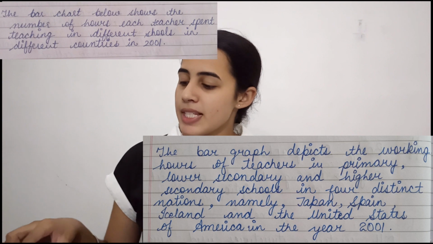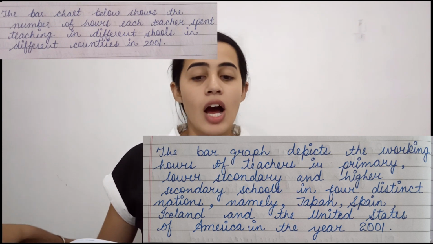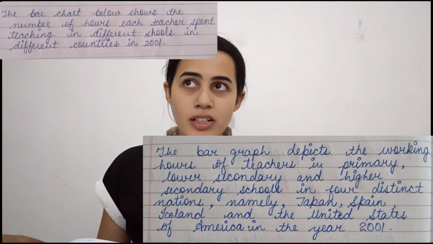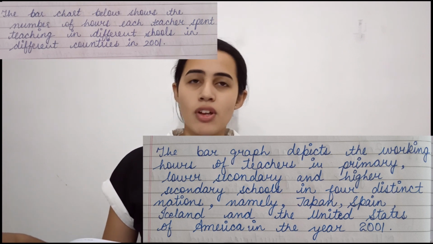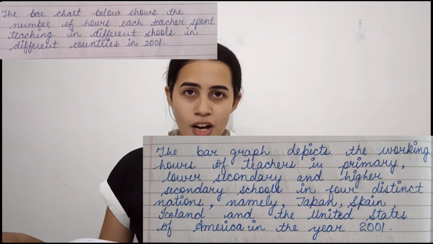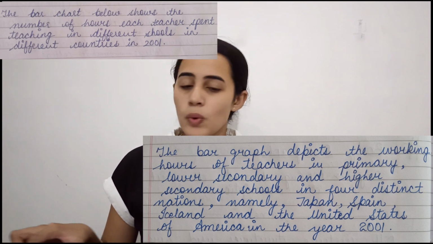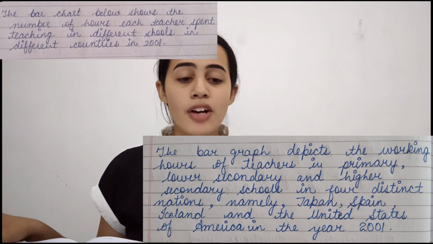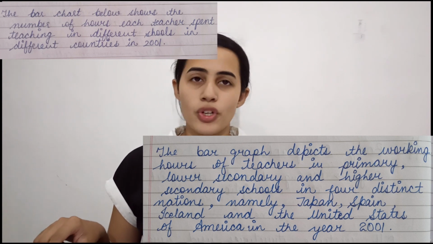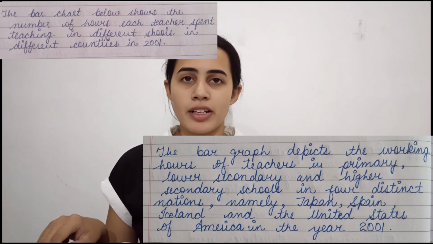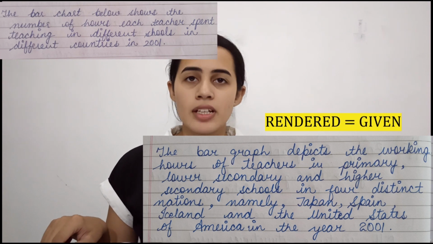So how are we going to begin it? Firstly, we are going to paraphrase it. How to paraphrase? The statement says the bar charts. How to write bar charts? We can write bar graph, or the graphical representation, or simply the graph. So I have written the bar graph depicts. Here it is written the bar graph below show. You can write the rendered bar graph. The word rendered means given.